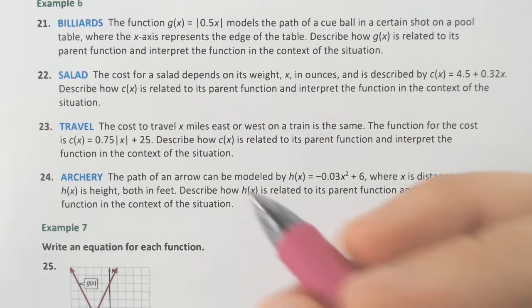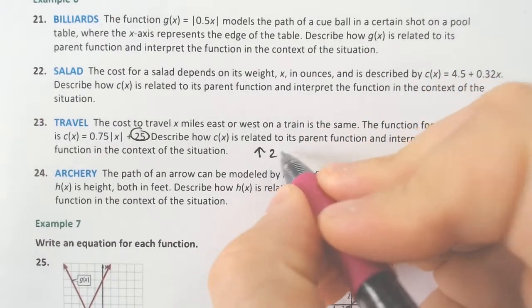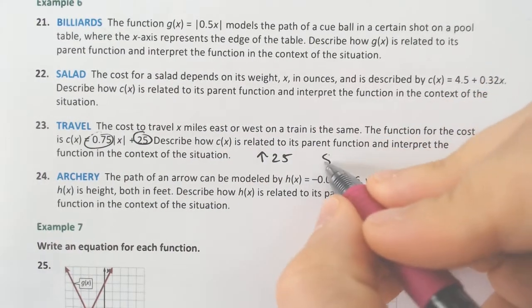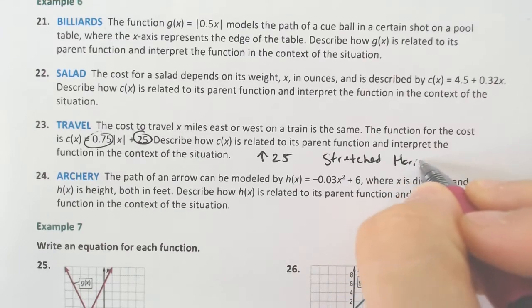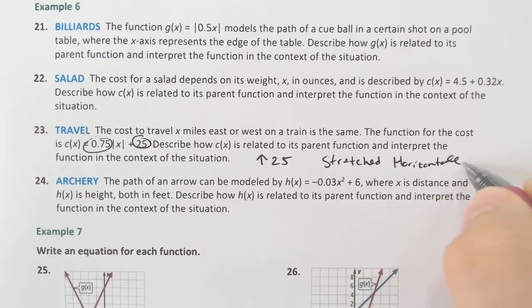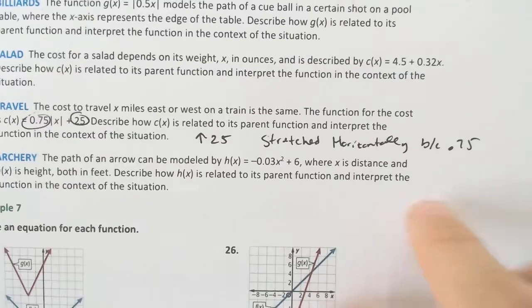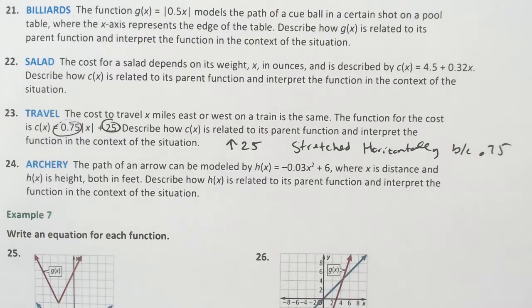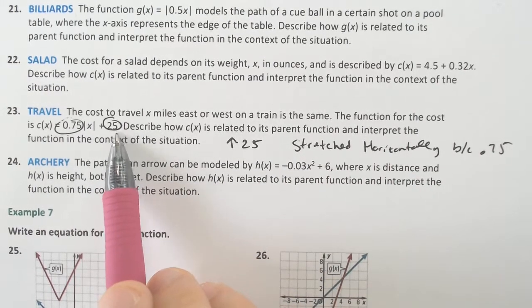So here we've shifted it up by 25, so it's going up by 25. And it is stretched horizontally. Because the 0.75 is less than 1, therefore it is being shrunk down. Okay? So that means that they're charging more. They're charging a base price of $25.